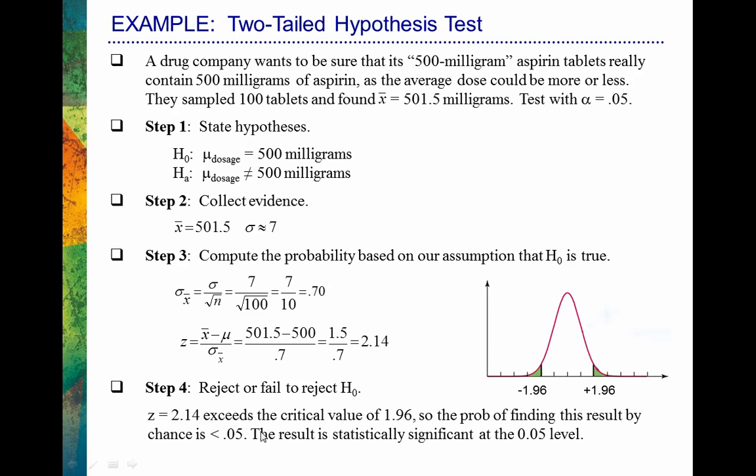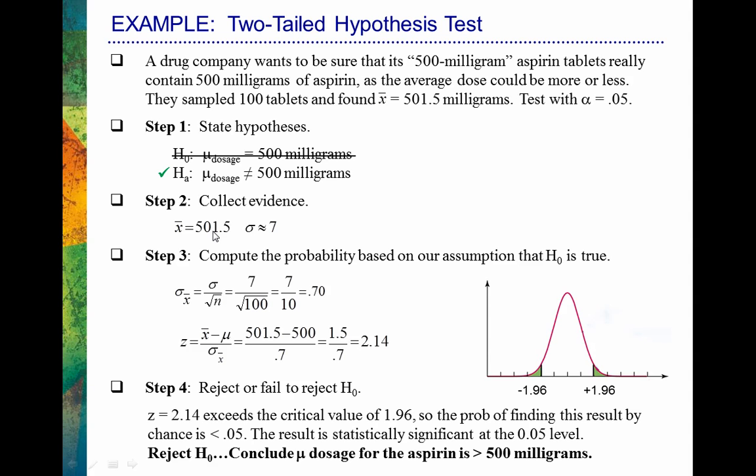So just to formalize things, our z of 2.14 exceeds the critical value of 1.96, so the probability of finding this result by chance is less than 0.05. In other words, the result is statistically significant at the 0.05 level. So we had enough evidence to reject this null hypothesis and take on the alternative and conclude that the population mean dosage is something other than 500 milligrams. And specifically, we found some evidence that it's higher than 500 milligrams.